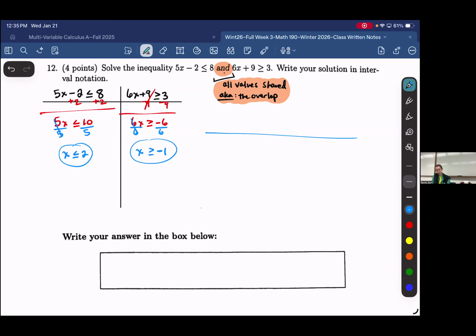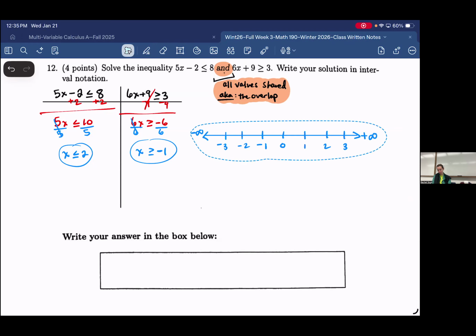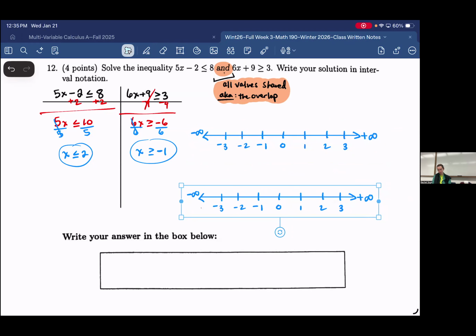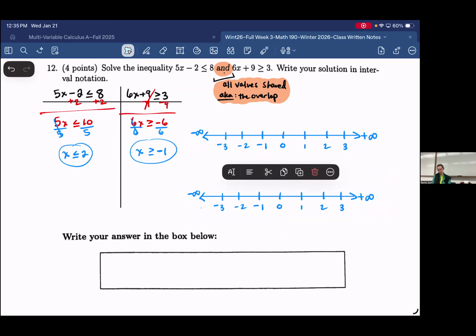Now let's draw out our number line from -infinity to +infinity. And we'll put maybe -3, -2, -1, 0, 1, 2, 3. And so first, let's graph. I'm actually going to create 2 copies of this. I'm going to need the other one in a second.